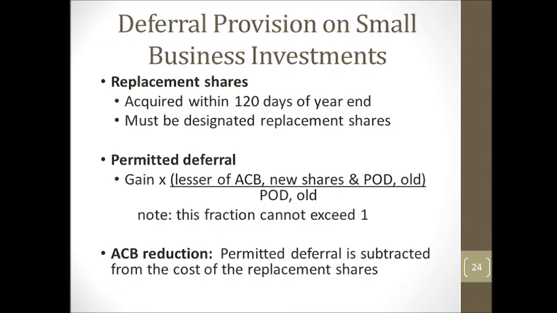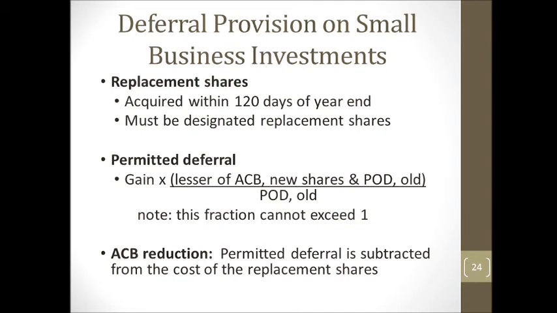So the gain is multiplied by the fraction of the numerator, which is the lesser of the adjusted cost base of the new replacement shares, and the proceeds of disposition of the old shares which were sold, so the lesser of those two amounts, over the denominator, which is the proceeds of disposition of the old shares. Now, this fraction cannot exceed 1.